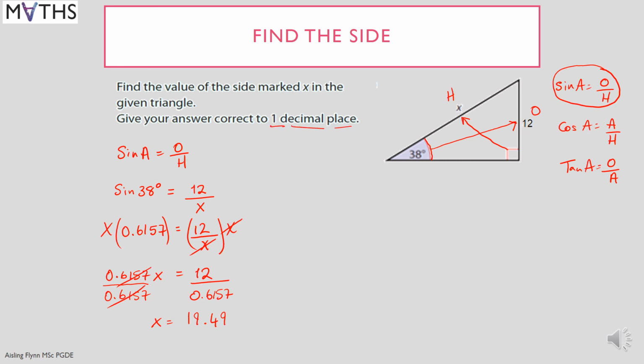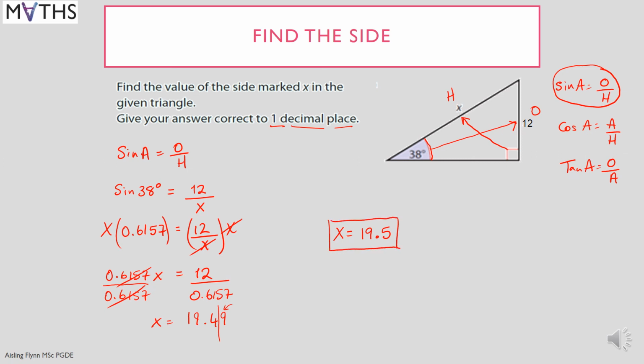We're asked for 1 decimal place, so we want to stop after the 4. Look to the next digit. It's definitely more than halfway. It's definitely closer to 19.5 than it is to 19.4. So we'll say x equals 19.5, and that's my answer.